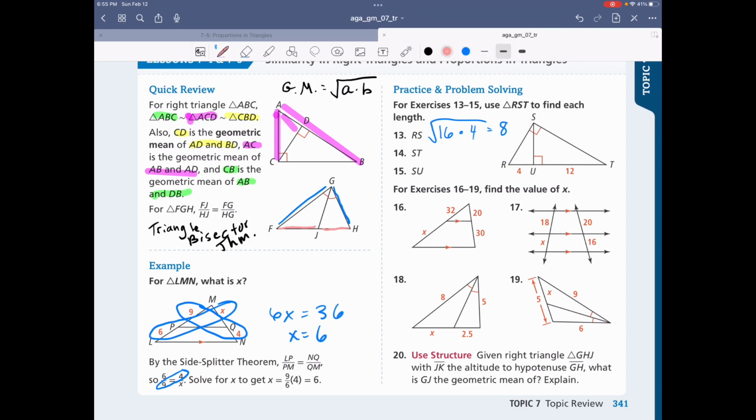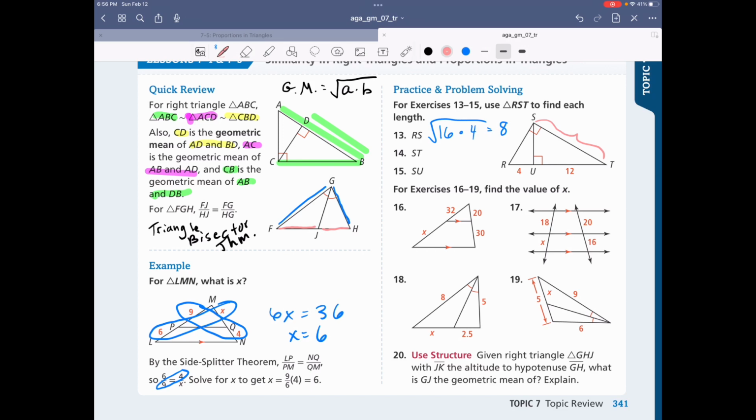For ST, we'll use the geometric mean again. If we go back to our original triangle that they gave us in the example, ST would be in this one, CB. And CB is the geometric mean of AB, which is the whole thing here, and DB, which is the larger piece.